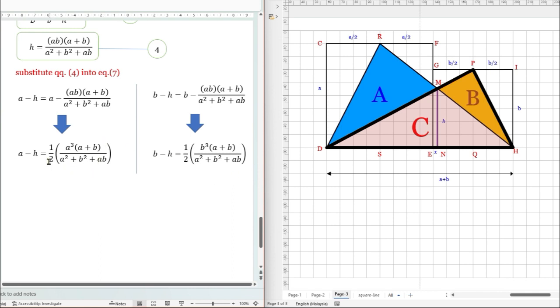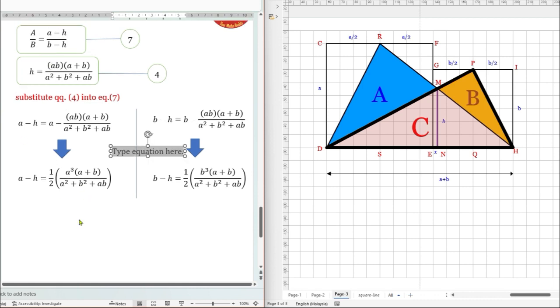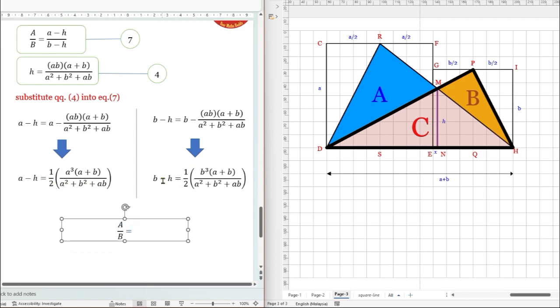So finally, now what we do, we have to find A over B. So we know that finally we can say that A over B equal to, this one and this one, half and half is same. A plus B is A plus B, A square plus B square plus AB also same. So with this one, everything we can cancel it and we get A cube over B cube. So it is proven, that A over B equal to A cube over B cube.